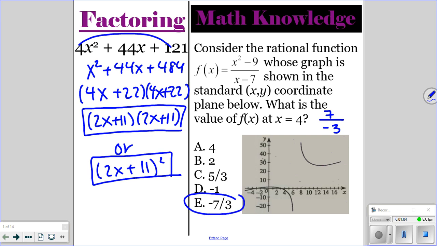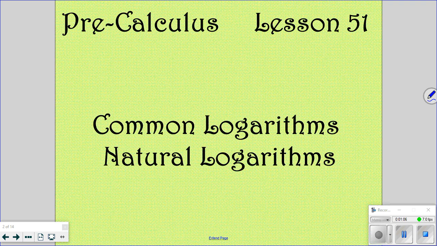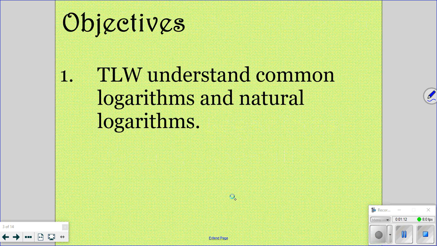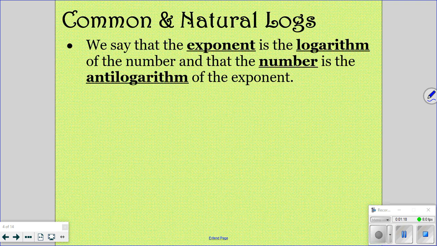Okay, we're going to be looking at lesson 51 today. We're going to look at common logarithms and natural logarithms. So hopefully after this lesson you'll understand common logs and natural logs. We say that the exponent is the log of the number and the number is the antilog of the exponent. So that's just some terminology. Your exponent is the log of the number and the number is the antilog of the exponent.